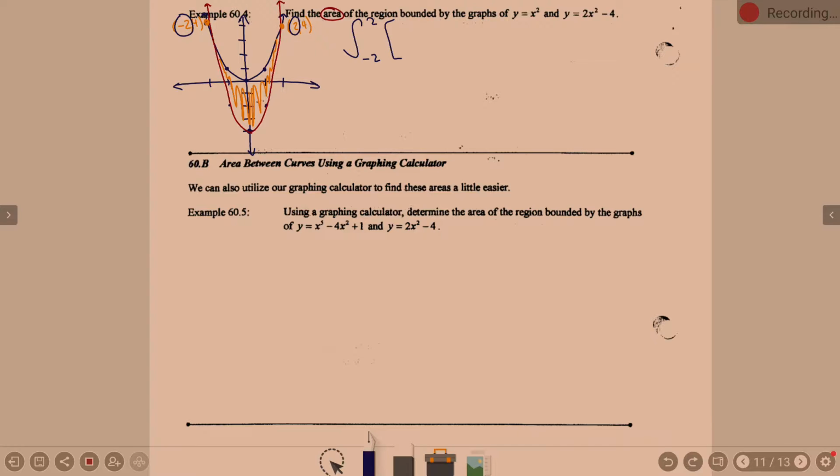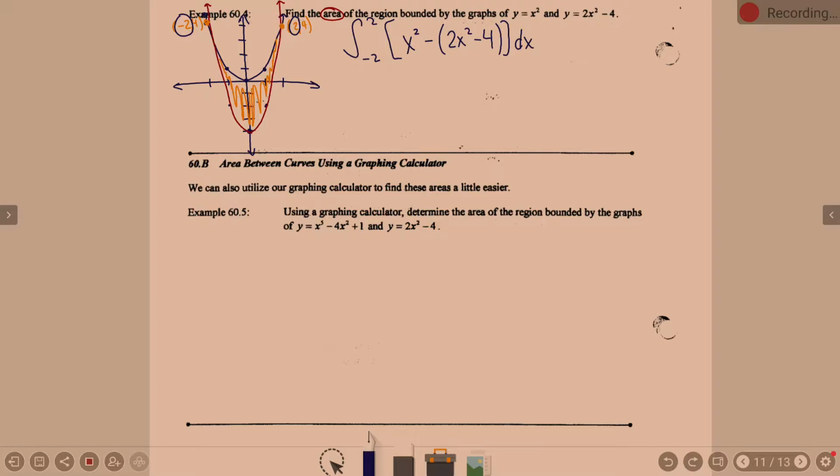What's my upper curve? X squared. That means my lower curve is 2x squared minus 4.